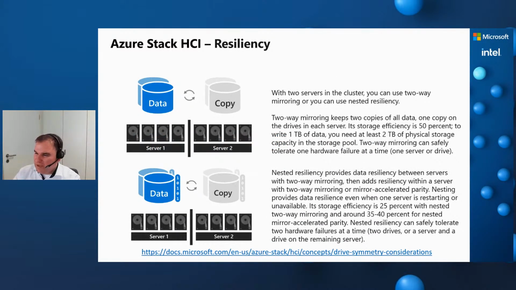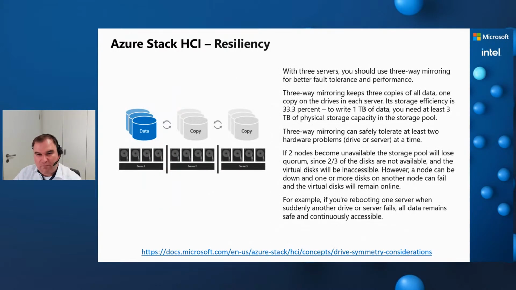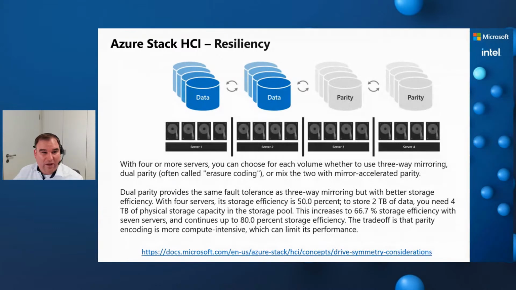So with two servers, we can use the two-way mirror, one copy, so the original and one copy. But we can also use the nested two-way mirror. This means we have copies across the servers and local copies. And we can use a nested mirror accelerated parity. This means we have copies across the servers and parity configuration locally. With three servers, we have the three-way mirror. Starting with four servers, we don't have a four-way mirror. We have, again, a three-way mirror and additionally the dual parity.